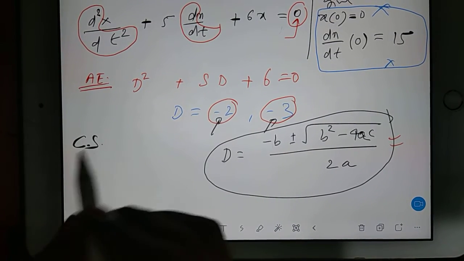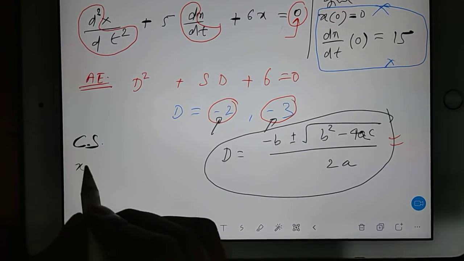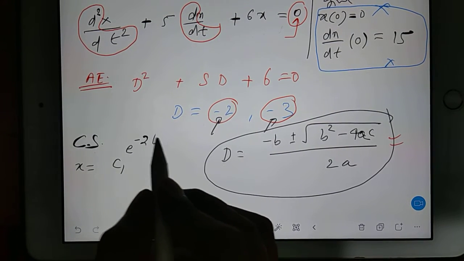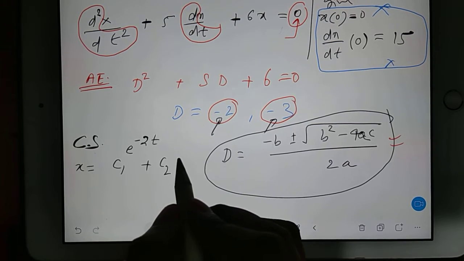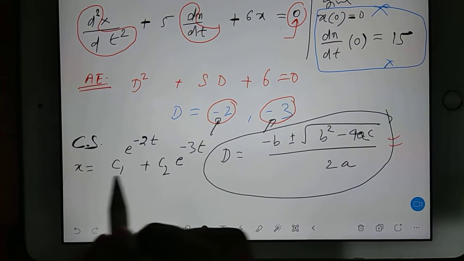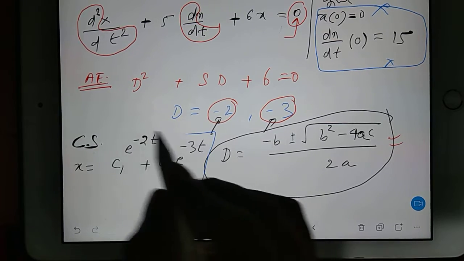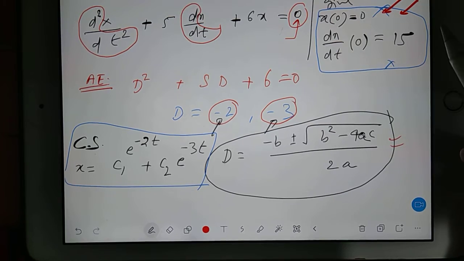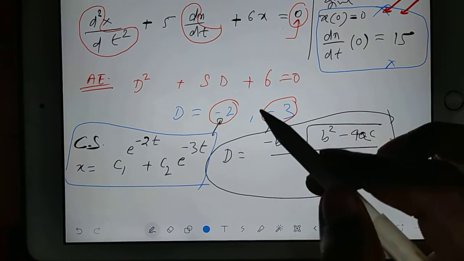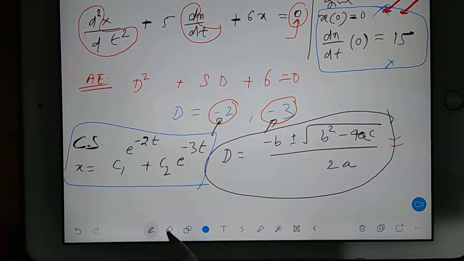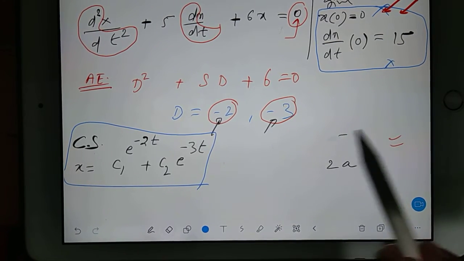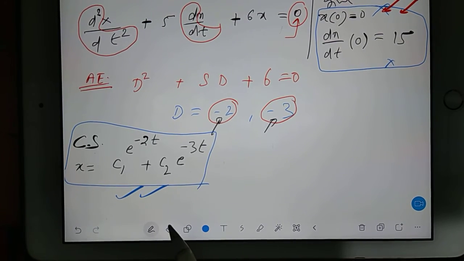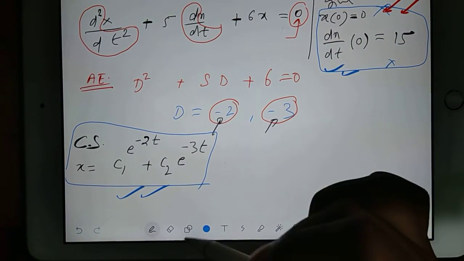So our complete solution, CS, I am saying complete solution, x is equal to C1 e power minus 2t plus C2 e power minus 3t. Done. Okay. This is my complete solution. But guys, here something is given. Why have they given that? They have given that to reach the exact solution. How can you reach the exact solution? I hope it's clear. Here itself our job is over. We have got the solution, but we have to use this and reach the exact solution.